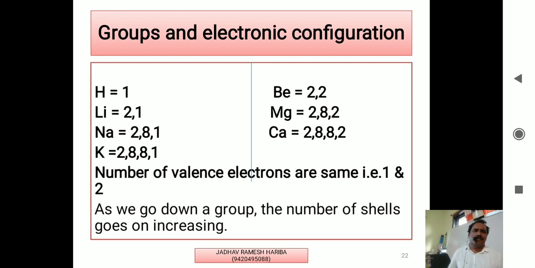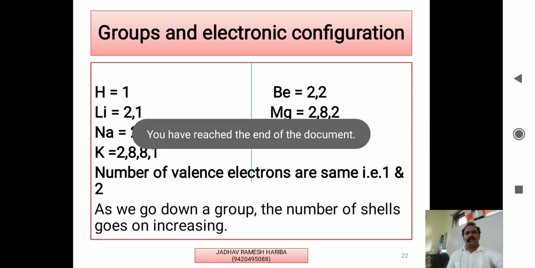Here also, if we observe, the valence electrons are the same. There are 2 valence electrons, meaning the electrons in the outermost orbit, that we call the valence electrons, and these are the same, but the number of shells goes on increasing. This is all about the group and the electronic configuration.